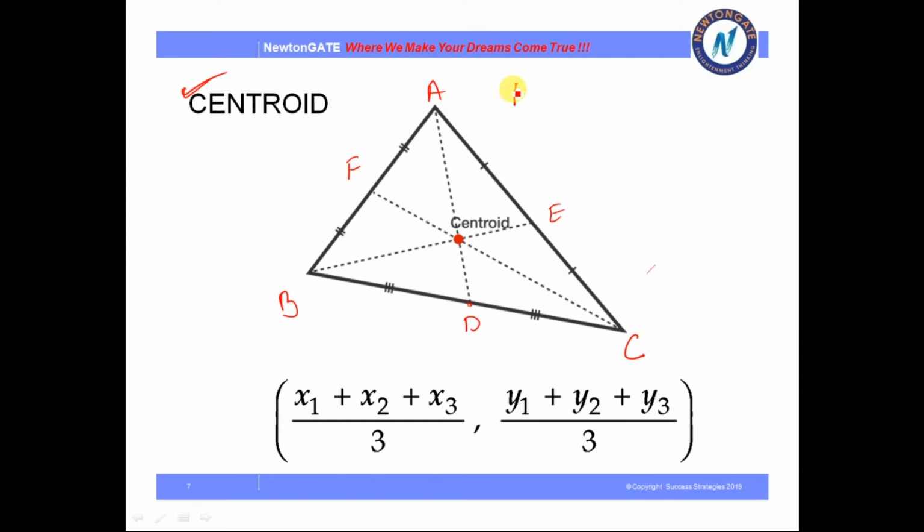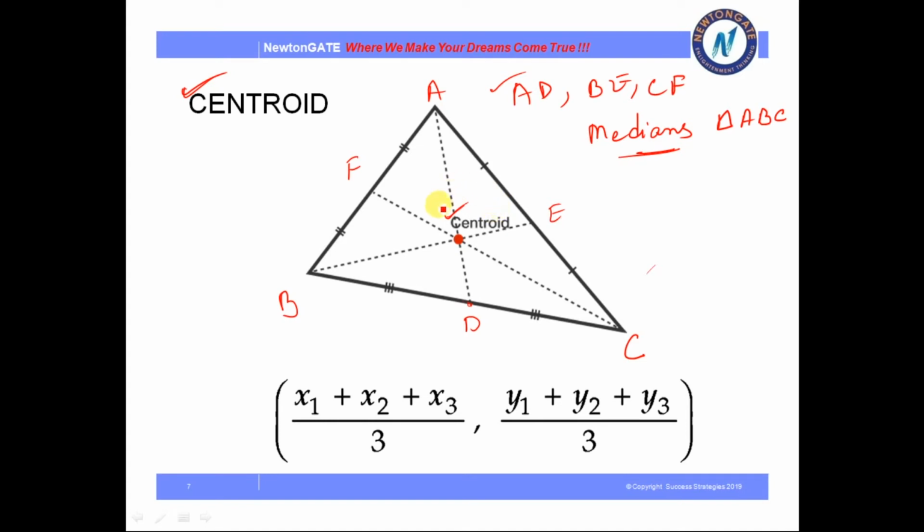So AD, BE, CF are the medians of the triangle ABC. What is the centroid? The centroid is the intersection point of the three medians. The medians AD, BE and CF, where they intersect, that point is called the centroid of a triangle.